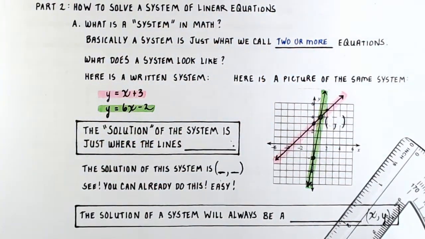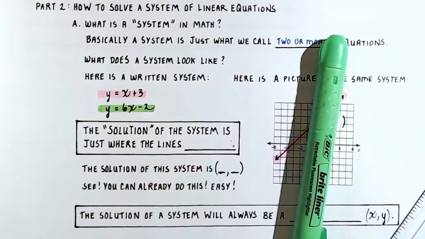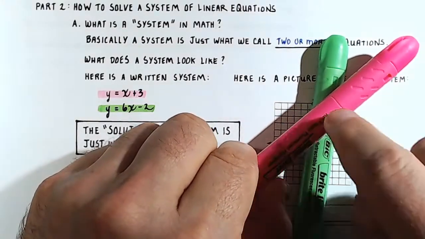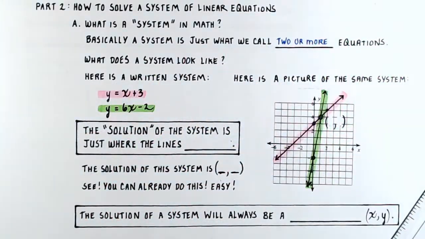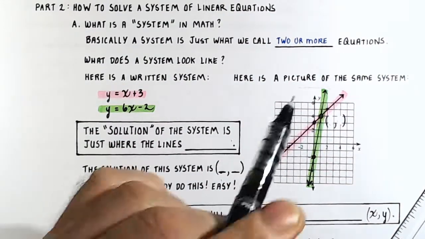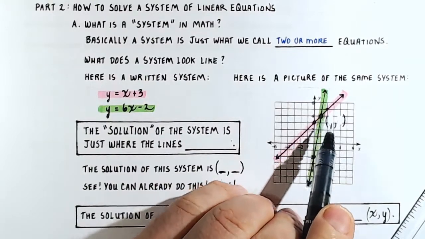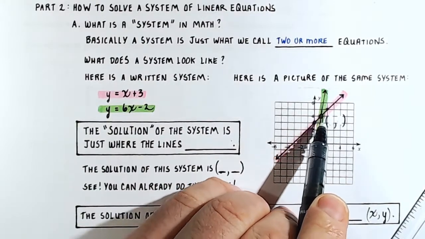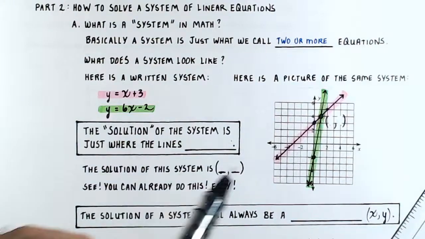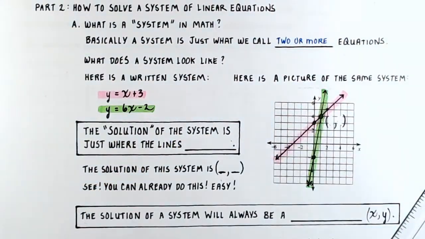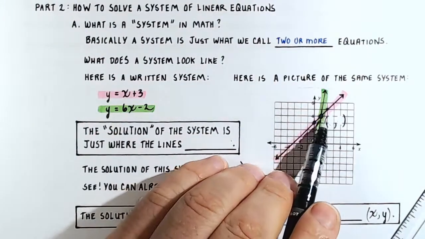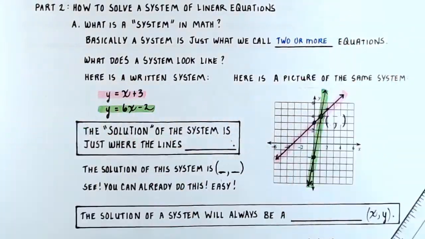Okay? So you've got 2 lines, and you see they cross one another. They cross right there. And this point where they cross, this is really, really important. Okay, this is called the solution. Where they meet, that's the solution to the system. The system is just the 2 different lines, and they have a solution if they cross.